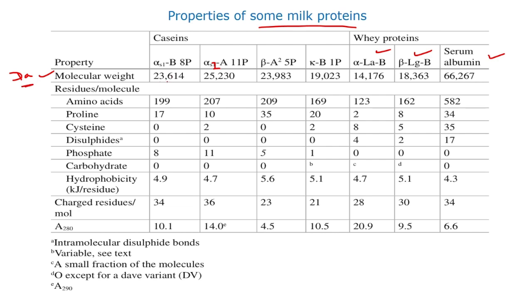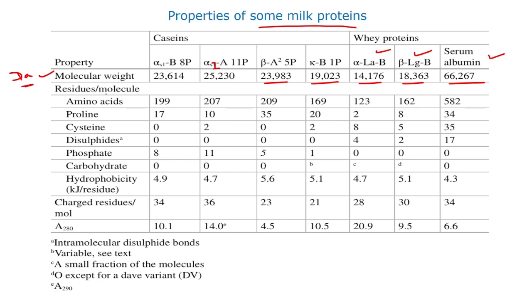23,000 Dalton. Here 23,000 Dalton approximately. Here 23,600 Dalton, we can say 25,000 Daltons, and here 23,900 Dalton. Here 19,000 Dalton. Here 14,000 Dalton, 18,000 Dalton, around 66,000 Dalton. This is the molecular weight of different types of proteins.